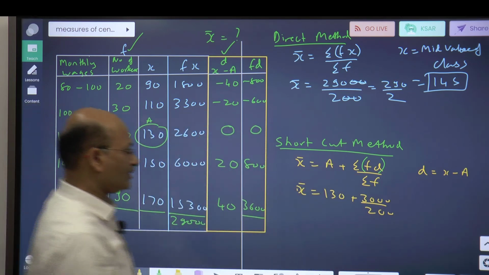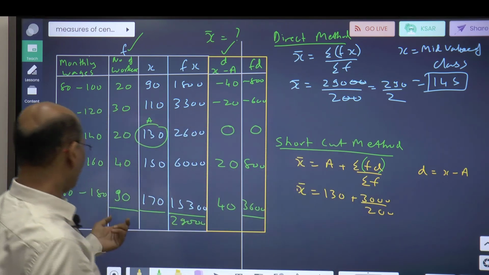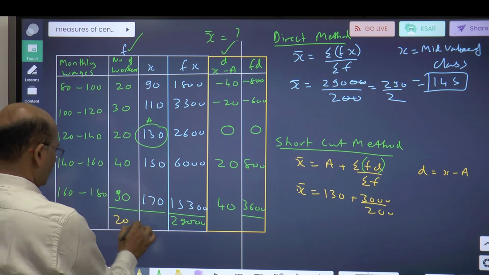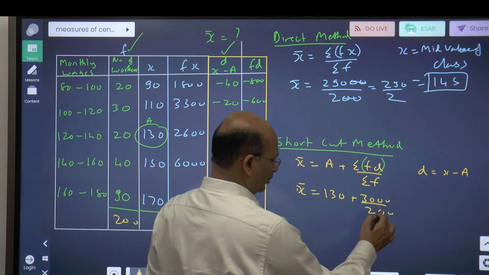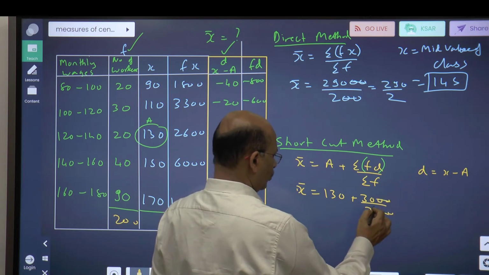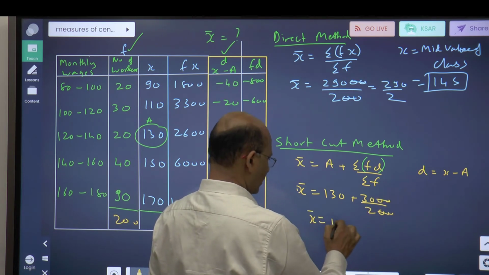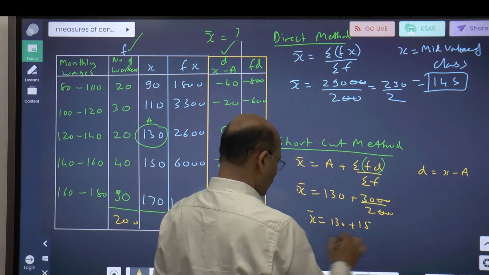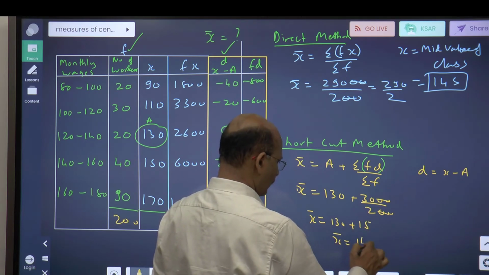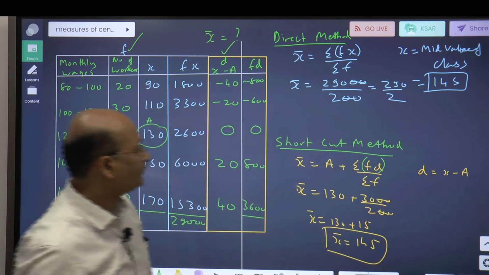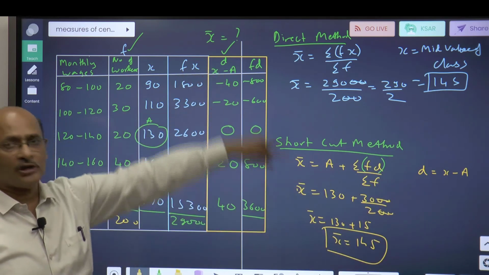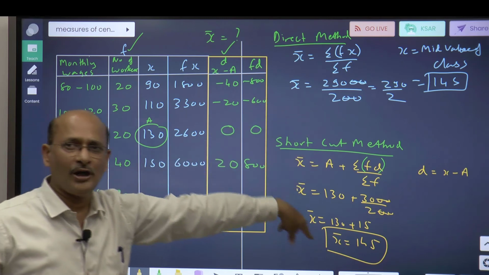Calculate now, because sum of f, I already know, I have taken 200 here. Sum of f is nothing but 200 here. So immediately what I am going to do is calculate this out: 0 0 gets cancelled, then 2 1s are 2, so x bar is 130 plus 15, so x bar is 145. Look at this x bar and look at this x bar. Whether it's direct method or shortcut method, the answer does not differ.